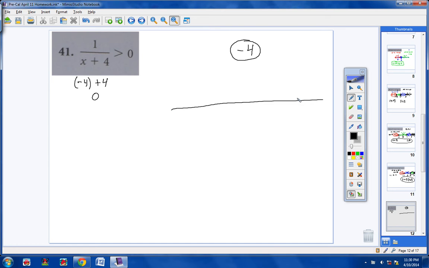So if my critical value is -4, this is 0, this is -4 right here, my critical value goes here. Notice it is an open point, and I'm going to test values to the left, -5. So if I put a -5 in for x, -5 plus 4 would be -1, so 1 over -1 is greater than 0. -1 is greater than 0, and that is false.